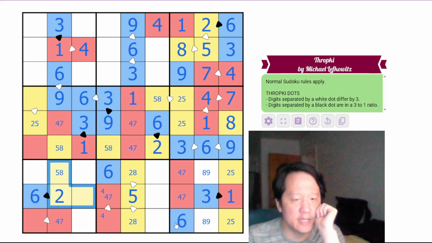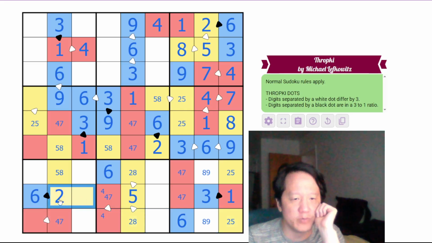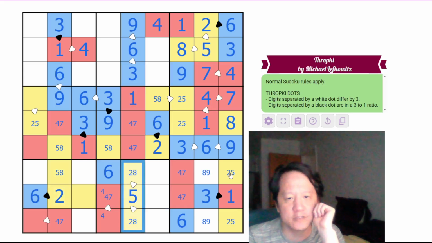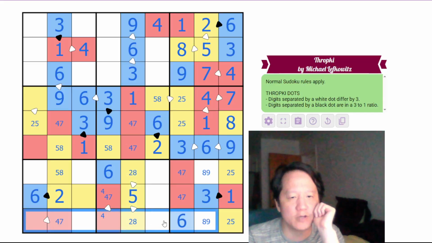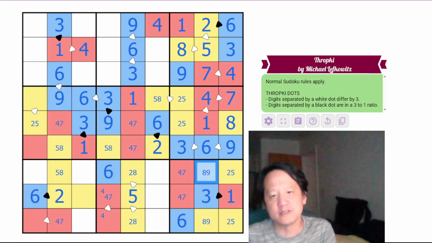We need 3 yellows in row 9. This can't be yellow because of the 3 yellows in the box. This can't be yellow because 3 yellows in the box. So where's the yellow in row 9? The last yellow in row 9 must be here. So that makes this blue, and 9, this is 8, that's 9.